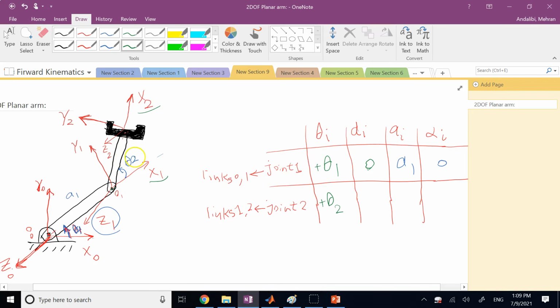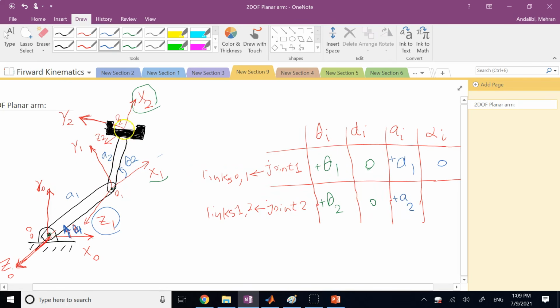Then when I go from origin 1 to origin 2, do I need to travel along the old z, which is out of the plane? Well, absolutely not. So this is 0. Good. Do I need to travel along the new x, x2, to go from O1 to O2? Sure, that's the length of this member A2. Yes, I have to do that. How much? As much as A2. And it is clearly in the positive direction of x2, so this is also going to be positive A2.